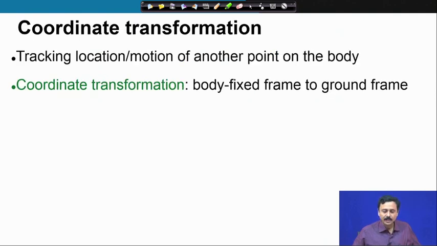A coordinate transformation helps us in tracking or locating points on a body which is in motion. So, our coordinate transformation will give us the coordinates of a point in a body which is moving, in the ground fixed frame. That is the purpose of coordinate transformation. It transforms from a local body fixed frame to a ground fixed frame.